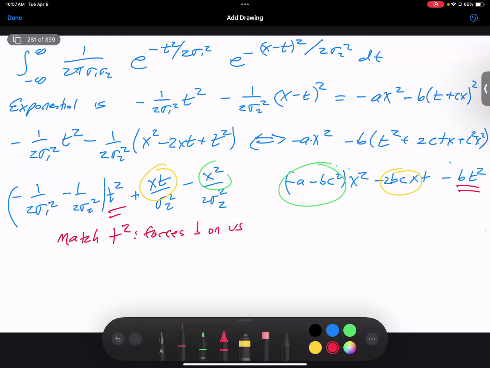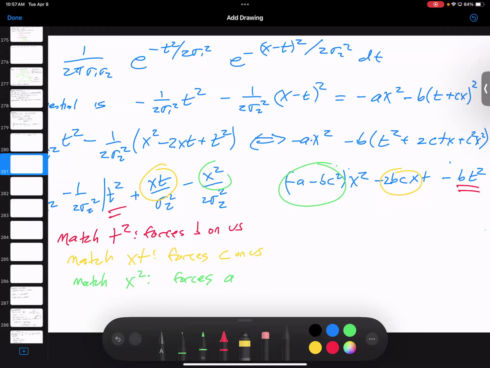Now we match the xt, we know b, that forces c on us. And now, can we make the x work? Yes. We match the x squared, that forces a. So the algebra is actually a little bit better once we do the correct algebra. Okay, so now that we have that, we know we have a way of writing it as minus ax squared minus b times all that. Okay.